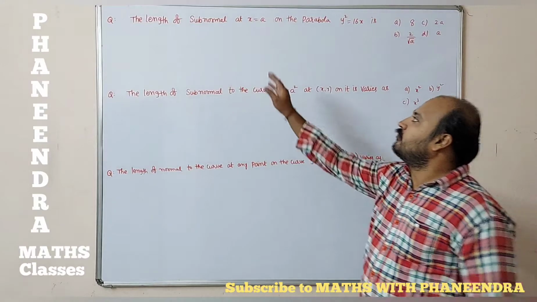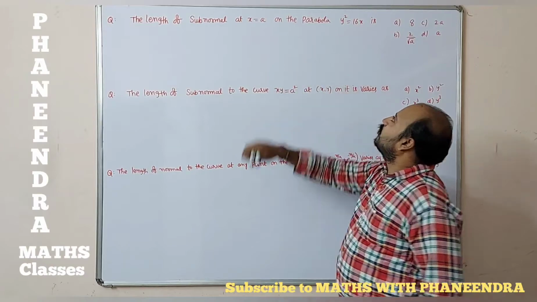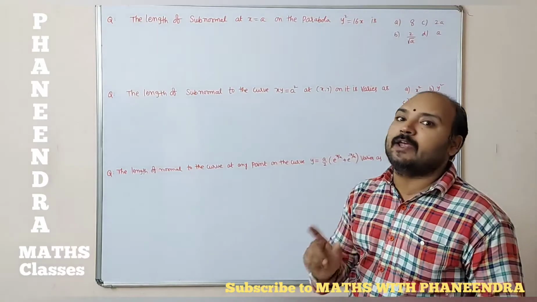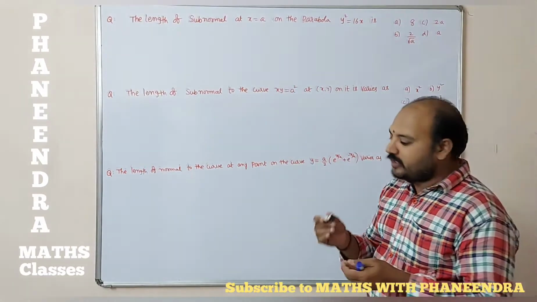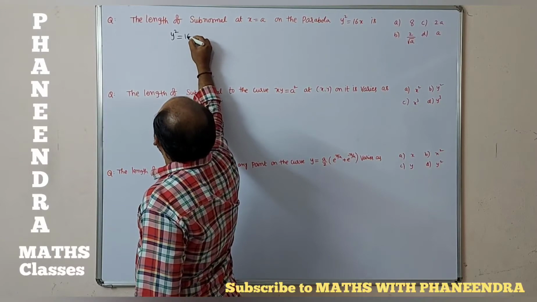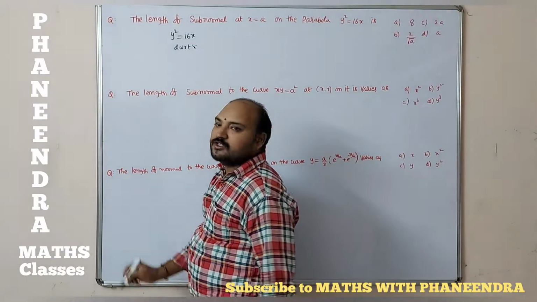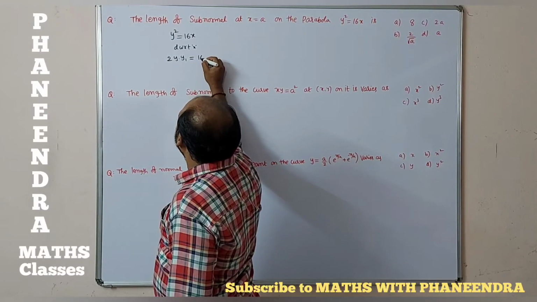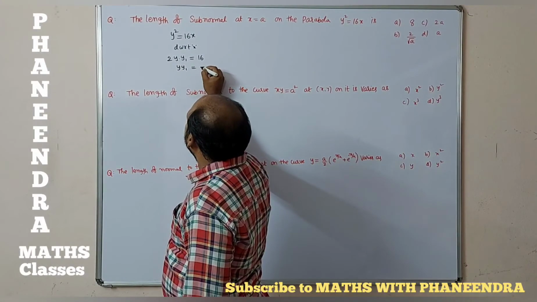Next, first question here. The length of subnormal at x equal to 8 on the parabola y square equal to 16x is. Options are available. Length of subnormal, LSN, y into y1, the formula for length of subnormal. So first you take the given curve, y square is equal to 16x. So differentiate with respect to x. Y square derivative is 2y y1 is equal to 16 into x derivative is 1. So y1 is equal to 8.